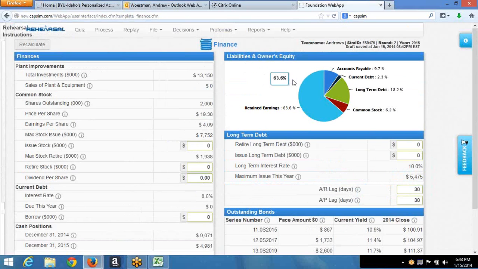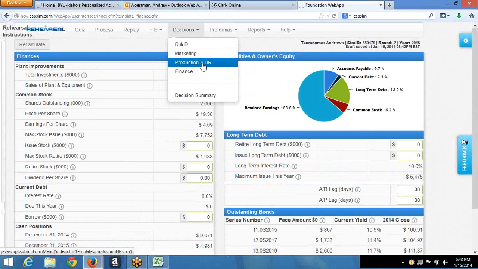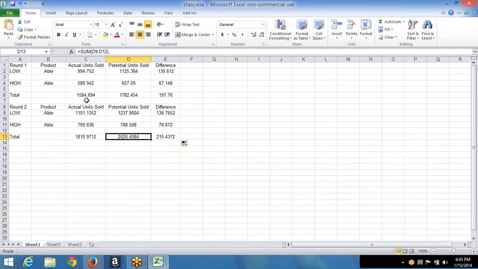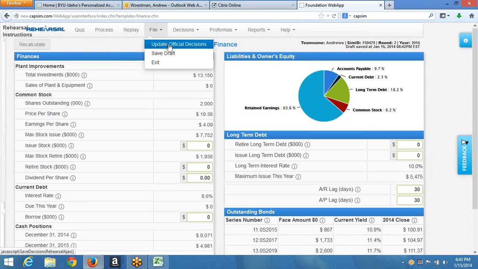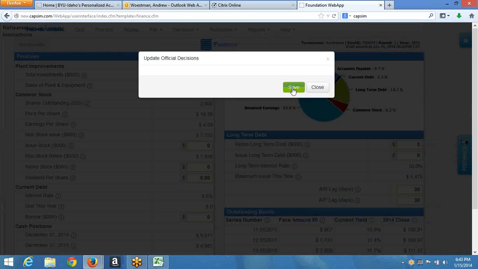So now we're done. Now we went through everything. We looked at our R&D, our marketing, our production. We created a product. We calculated out how much we think we should produce on an Excel sheet. We feel pretty confident that we're going to do better than everyone else. We're going to kick everybody else's trash. So we're going to go to the file, and we're going to update our decisions. You don't want to save it unless you feel like you're not done. You just want to come back to it later. But we're done, so we're going to update our decisions.